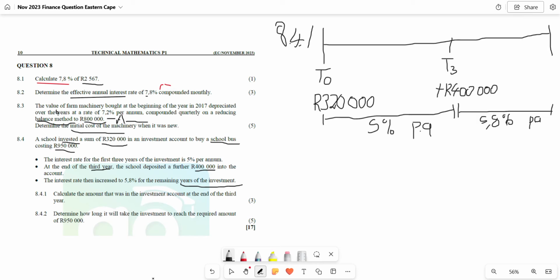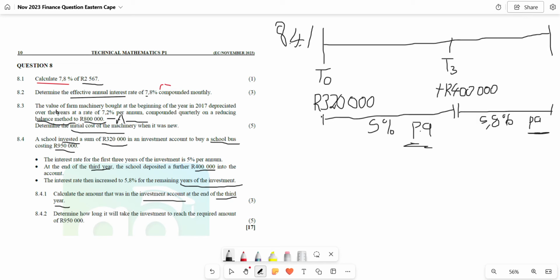And before we answer 8.4.1, remember a timeline question is compounded, unless they have stated otherwise, such as 5% per annum simple interest. If there is no word simple interest, you must know that a timeline question is always compounded. In this case, it is compounded per annum, meaning per year. That is our compounding period. Then what is 8.4.1? It says calculate the accumulated money that was in the investment account at T3, the third year.